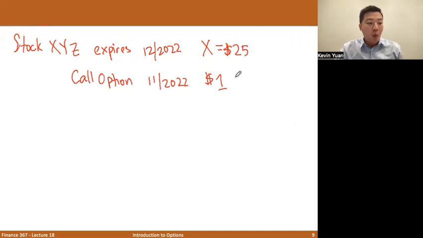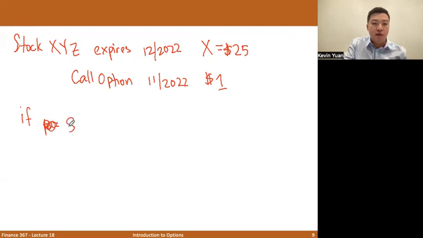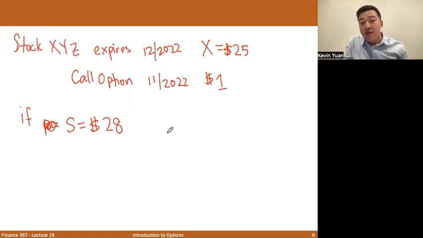Now, the question is, what are the types of payoffs that we can face? Well, the answer to that is it depends on what the stock price is, right? So what this means is you pay $1 for the right to buy it at 25. So let's say the stock price, sorry for the notation, at a particular point is, I don't know, let's say $28. What would your profit be if you exercise this? First of all, would you even exercise this call option? And the answer is yes, right? Because you can buy it at a better deal for $25, even when the stock price is $28.